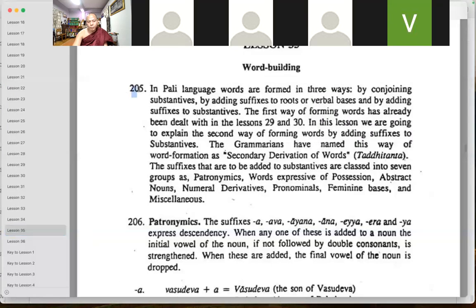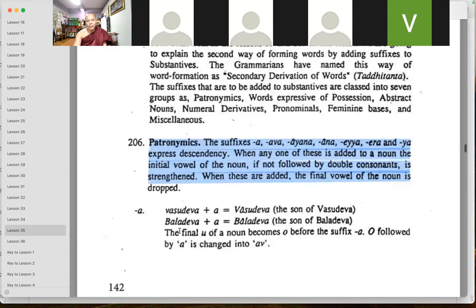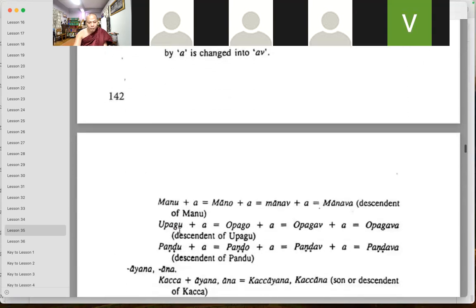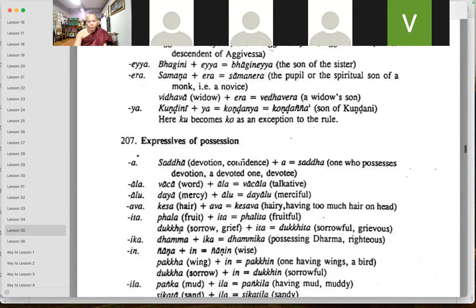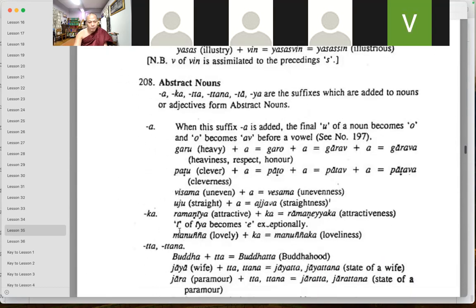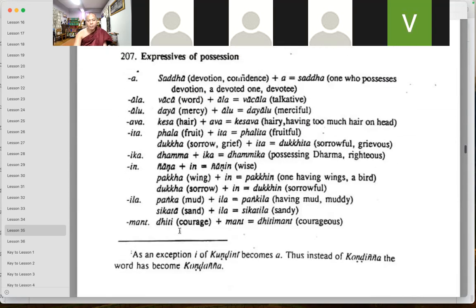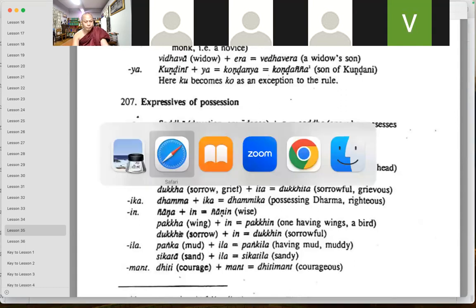So in that word building also here, you see, for paragraph number 205. So that one is intro, and 206 is patronymic. So apaccapaccaya or something like that. So Wiley here is playing it. So that is one, in lesson 35 under the word building.